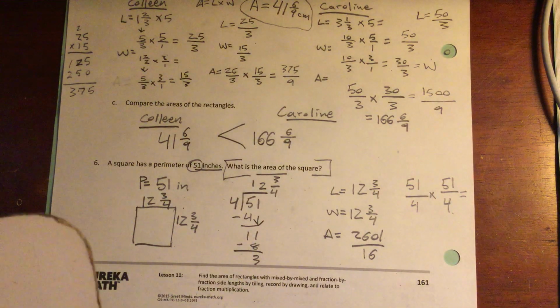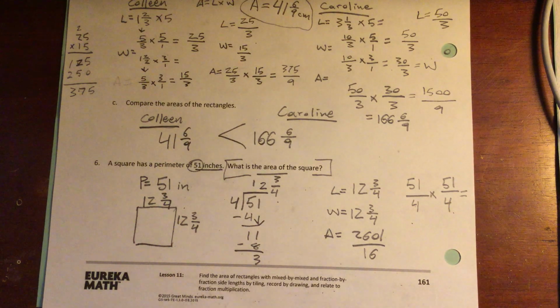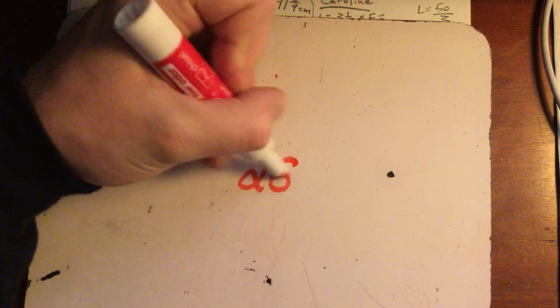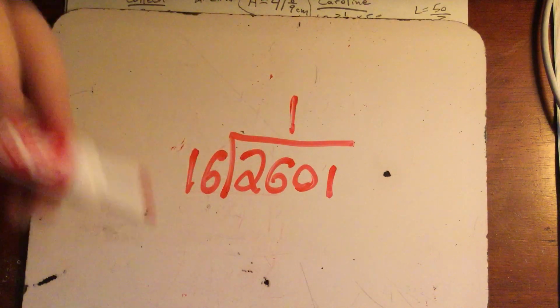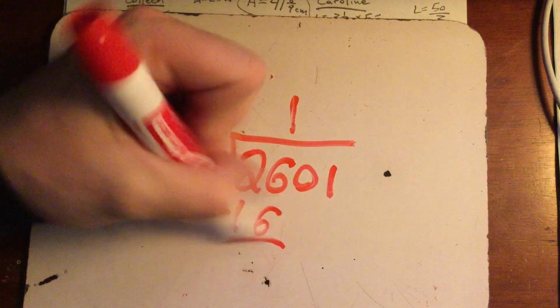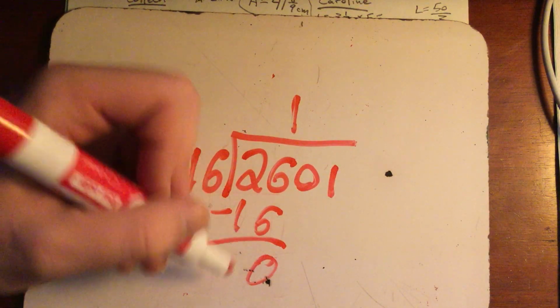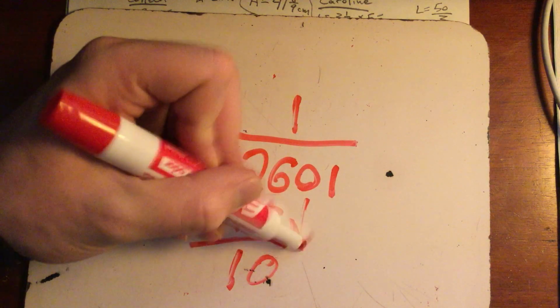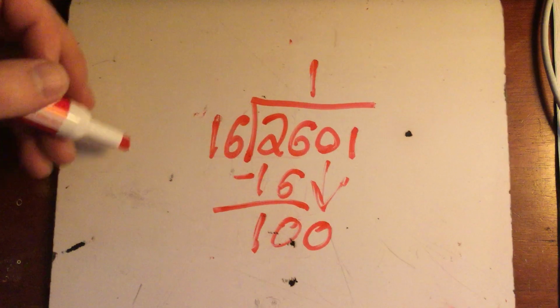We could leave that as our answer, but I'd like to actually know what that is in whole numbers. So I'm going to do 2,601 divided by 16. All right, I know that 16 can go into 26, so it'll go in one time. 26 minus 16, 6 minus 6 gives me 0. Okay, 2 minus 1 gives me 1. All right, I'm going to drop that all the way down to give me 100. Now I'm going to have to think about how many times 16 goes into 100.